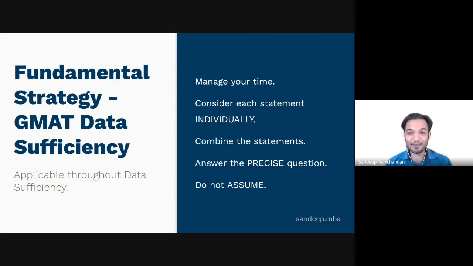So let's just summarize what we learned in this GMAT video lesson. You must learn how to manage your time effectively. Consider each statement individually. Also, combine the statements and answer the precise questions. Eventually, never assume. I hope this fundamental strategy will help you to crack the data sufficiency questions and boost your GMAT score.